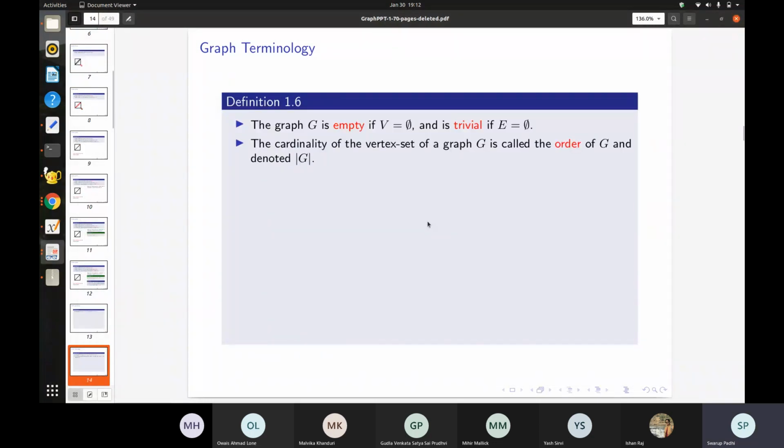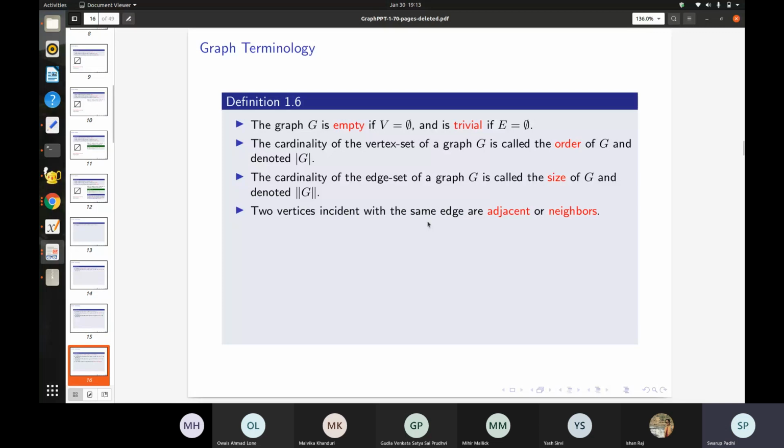Now, the cardinality of the vertex set of a graph G is called the order of G and is denoted by mod of G. The cardinality of the edge set is called the size of G and is denoted by double mod. So for a trivial graph, the cardinality of the edge set, that is the size, is 0. And similarly, the order of the empty graph is 0.